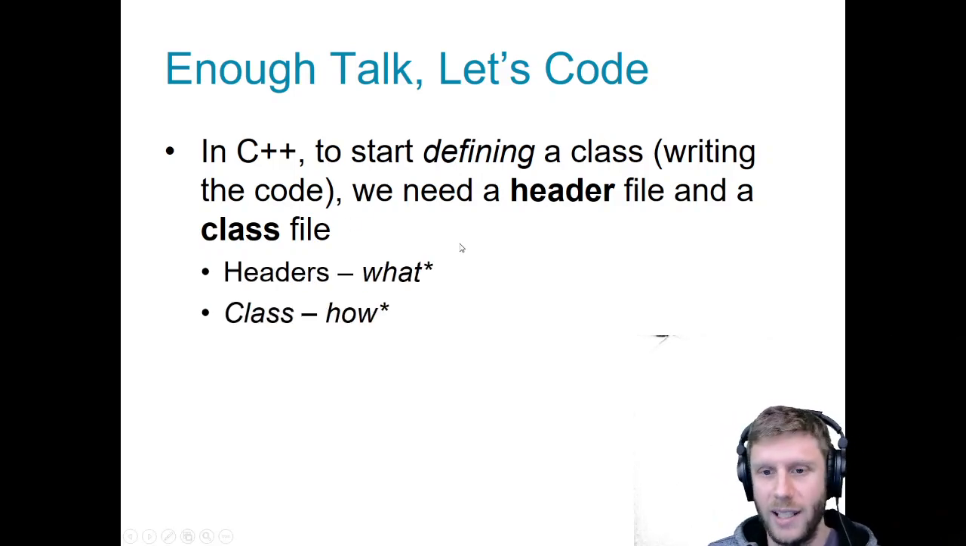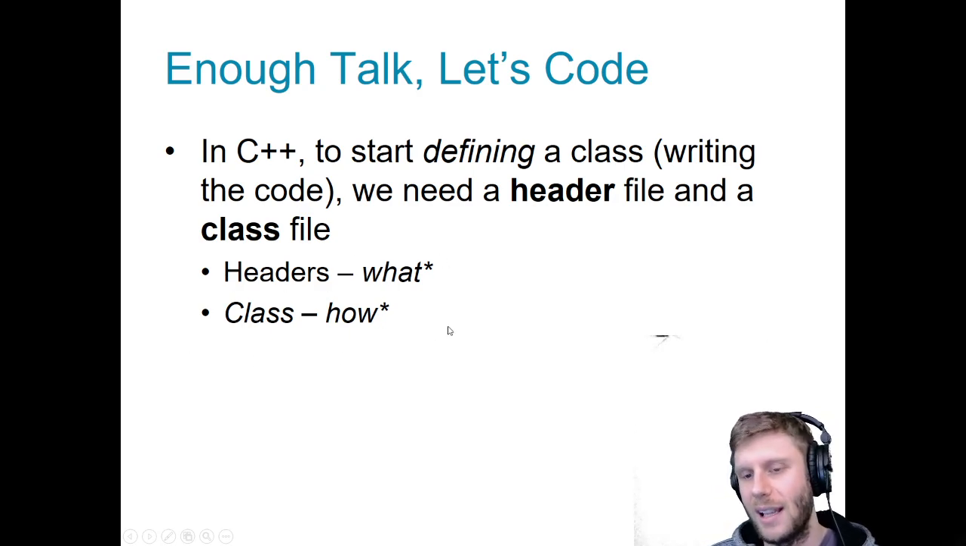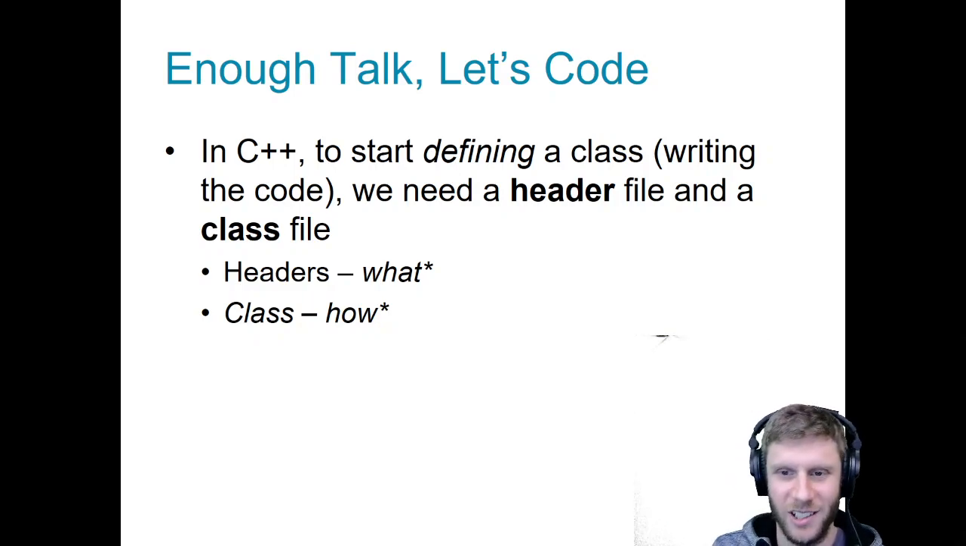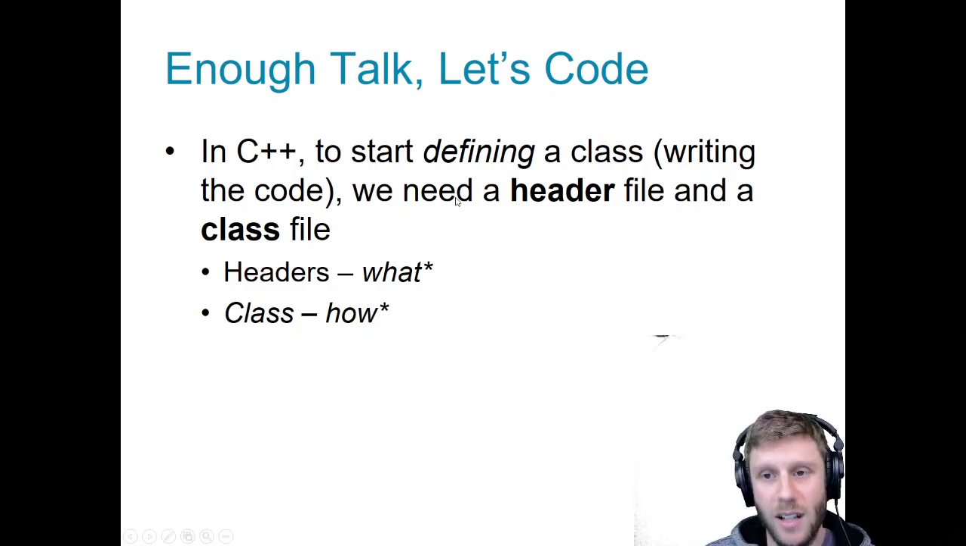So headers, what? Yeah, I know. How? I know. The way I like to think about it is the header is the what and the class is the how. Asterisk. There's a lot of asterisks here that are going to come up later in the course. But the header is defining what it's going to have and what it can do. Class is how it's going to do those things and work with those things.